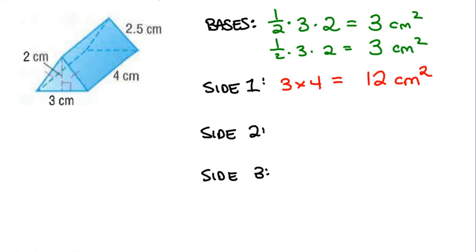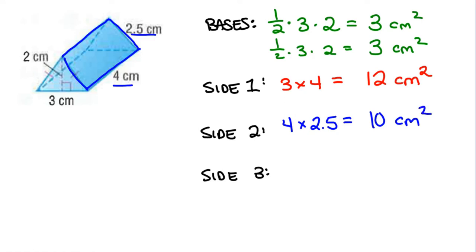So now I'm going to clear that off, and now I'm going to do side 2, which I'm going to do this side right here. And this is a 4 centimeter by 2.5 centimeter rectangle. Notice it's not the same as the bottom one. So when it comes to triangular prisms, I have to make sure I do all 3 sides separately because not all of them are guaranteed to be the same. So I've got 4 by 2.5, that's 10 square centimeters.